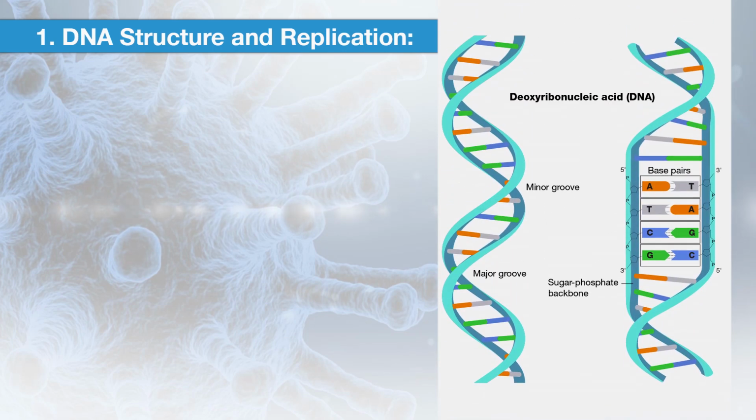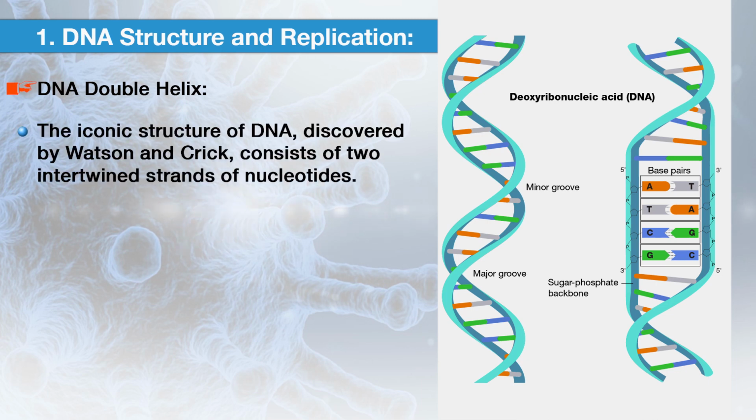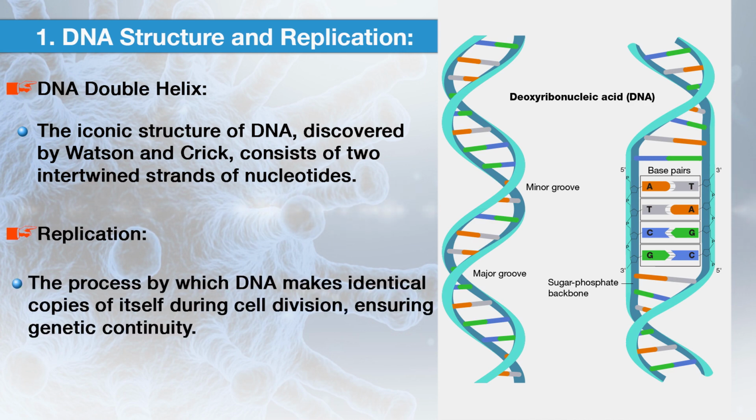Number 1 is DNA structure and replication. DNA double helix: the iconic structure of DNA discovered by Watson and Crick consists of two intertwined strands of nucleotides. Replication is the process by which DNA makes an identical copy of itself during cell division and ensures genetic continuity.